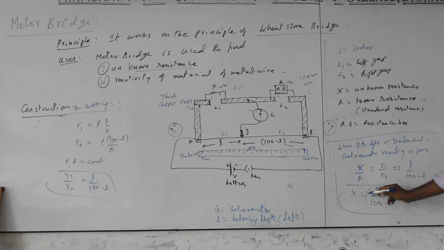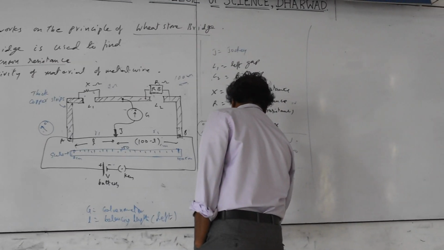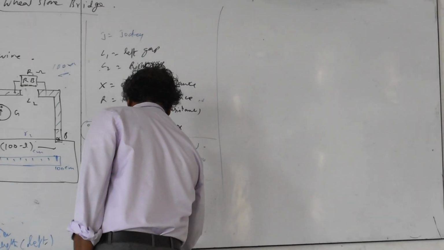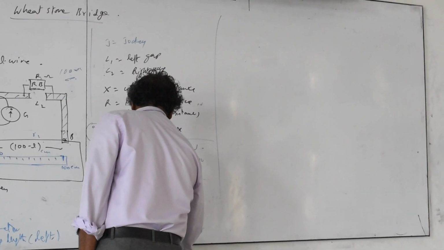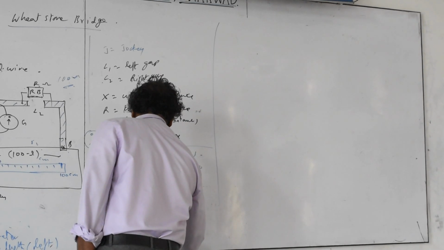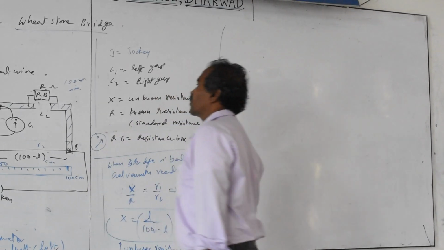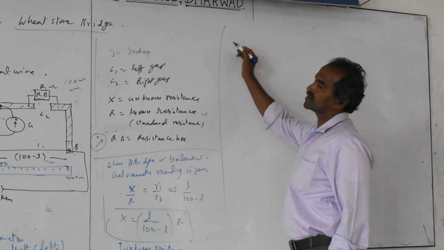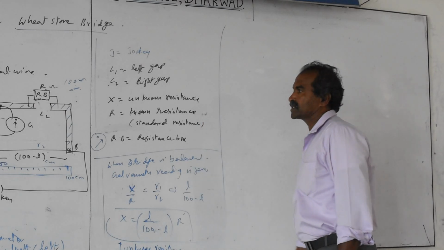So we know this is the known resistance, and we know the balance, so we can find out the unknown resistance using this formula. This is the unknown resistance, in terms of the known resistance. Next is this one application, where I am not finding the unknown resistance.